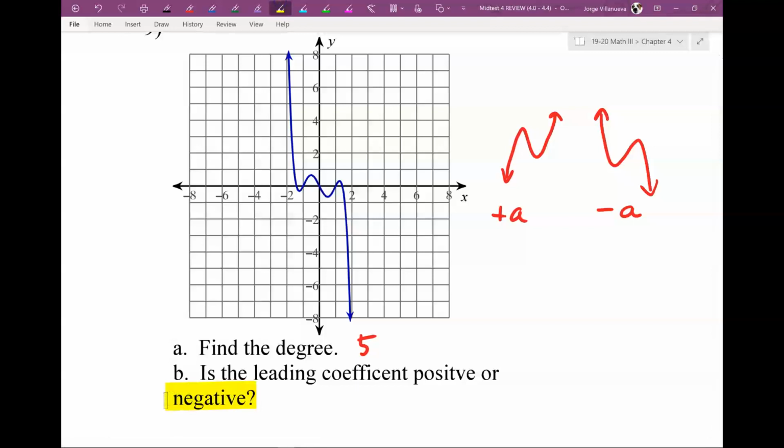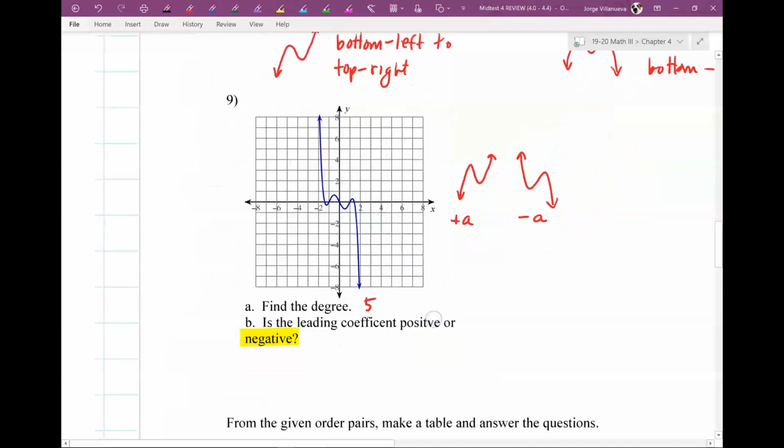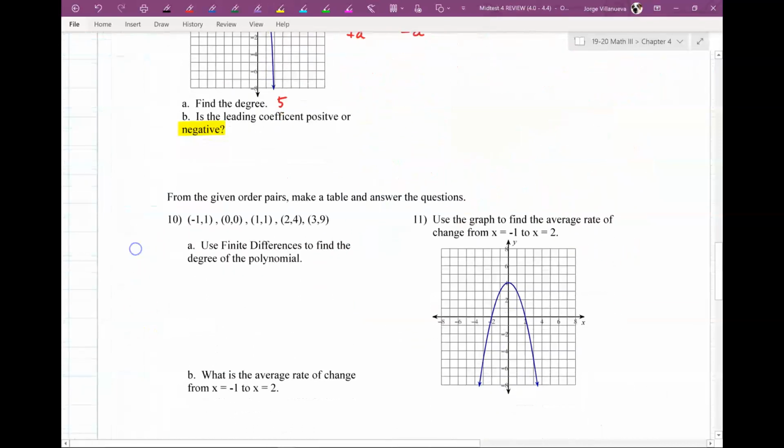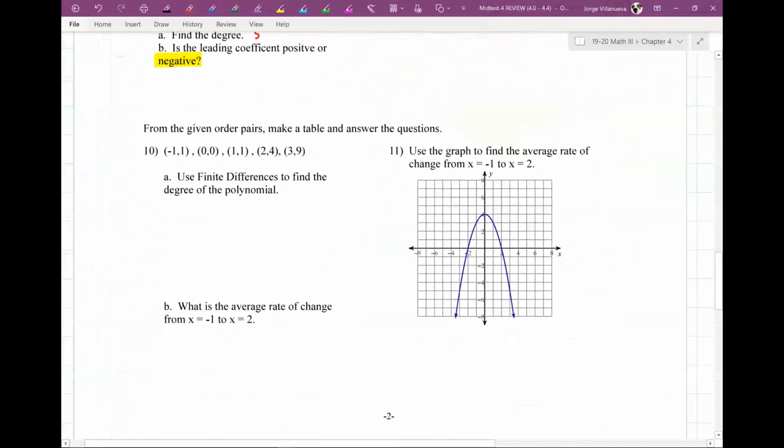Okay. So those are the first 9 problems. You'll notice 10 and stuff like that. Remember 10 is the one, I'll just give you guys a heads up here. If you want to try them at home, feel free, okay? But number 10 says, here's a bunch of points. Use finite differences to find the degree of the polynomial.